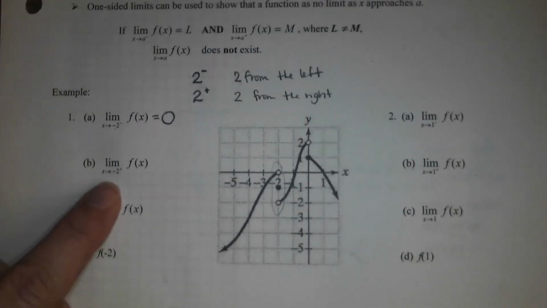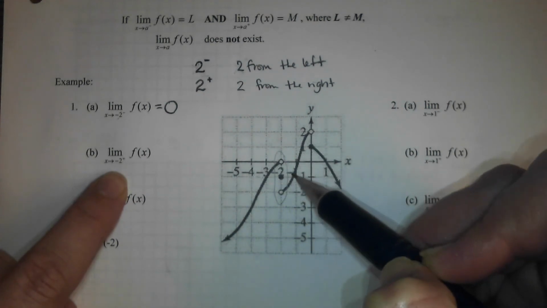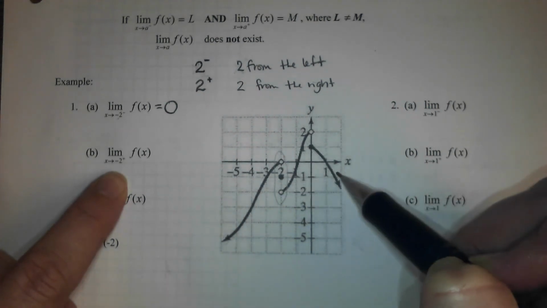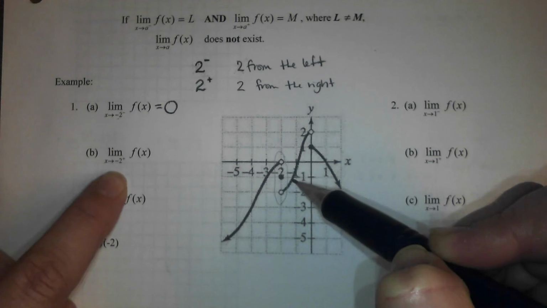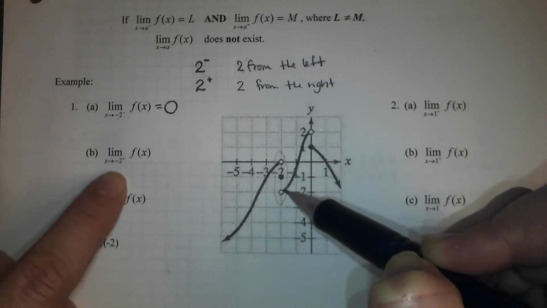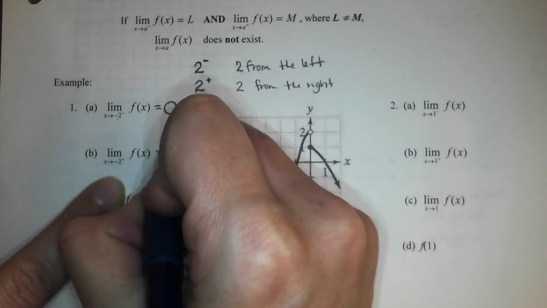If I approach -2 from the right, so look on the graph, I just need to get just to the right of -2. I don't need to go way over here. I want to get infinitely close to -2, but coming from the right. What's the y value approaching? -2.